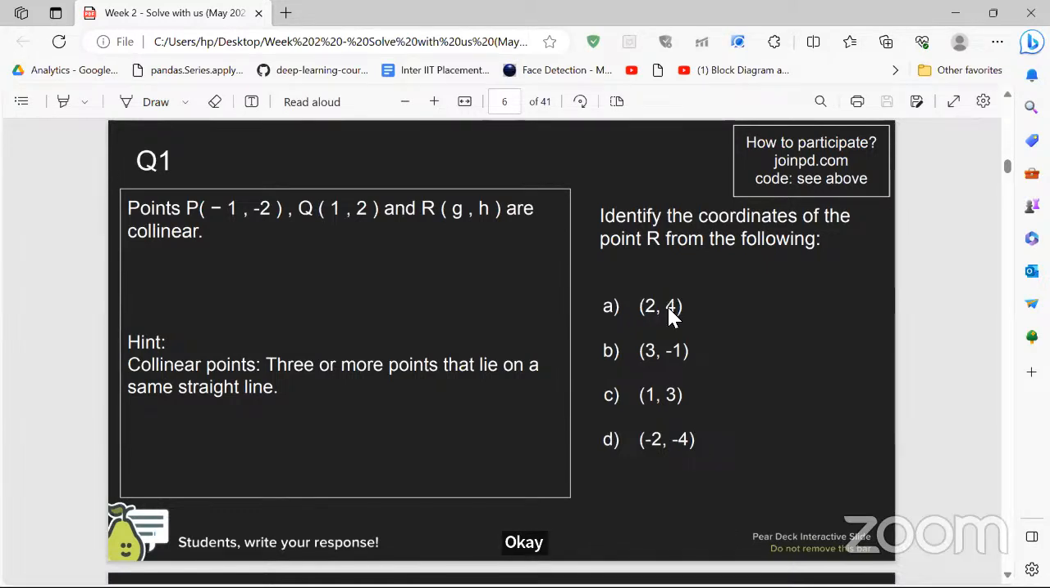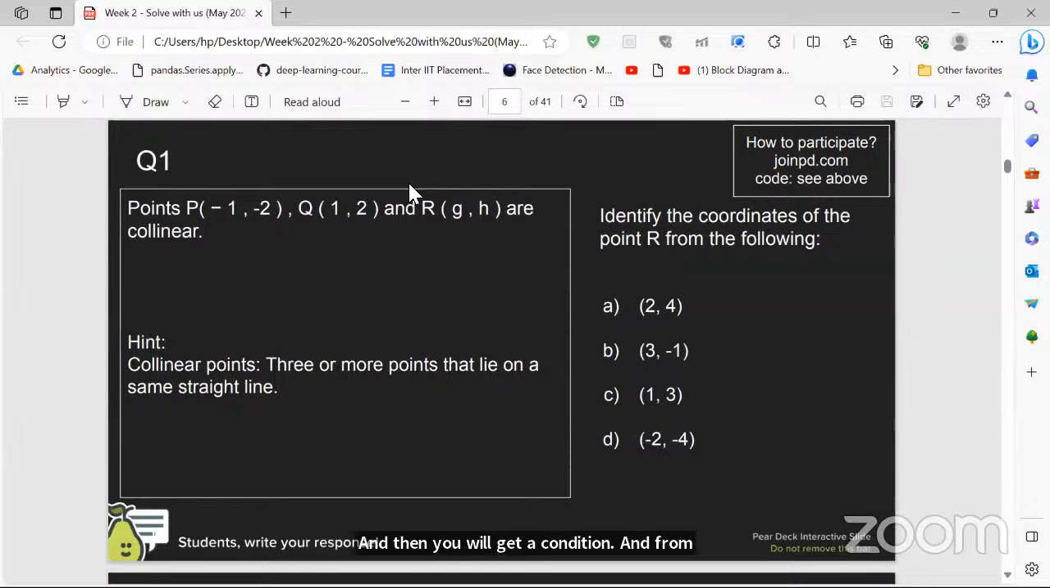It's not fixed that only one of them is correct, because you'll be getting some relation. And how will you get the relation? The slope should be equal. So you just have to equate the slopes of two pairs. Take PQ and then QR. The slope should be equal, right? Then you will get a condition, and from that condition you will be able to solve this problem.